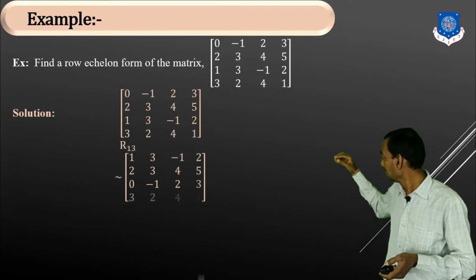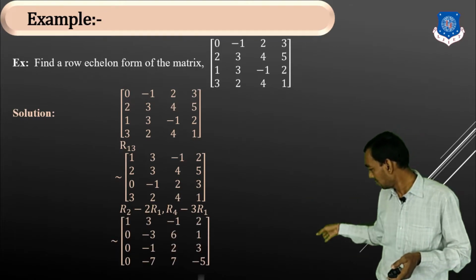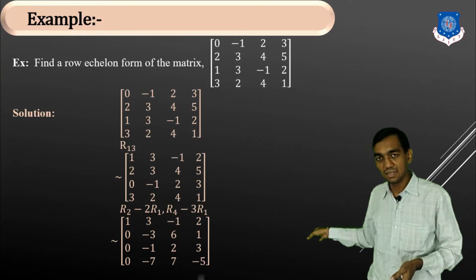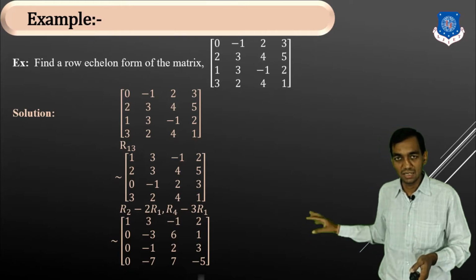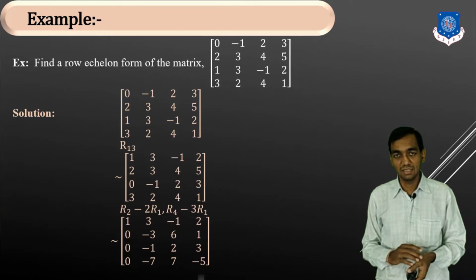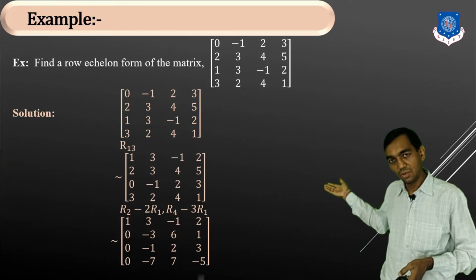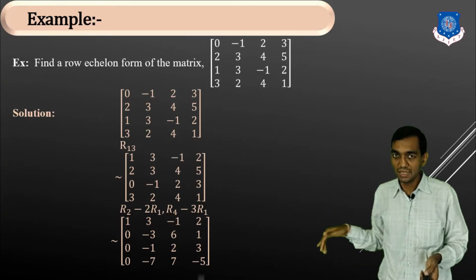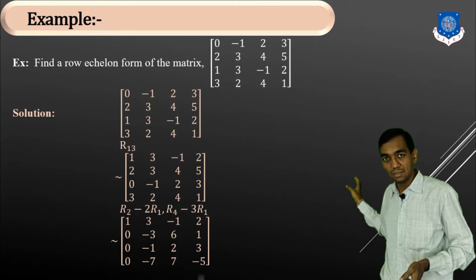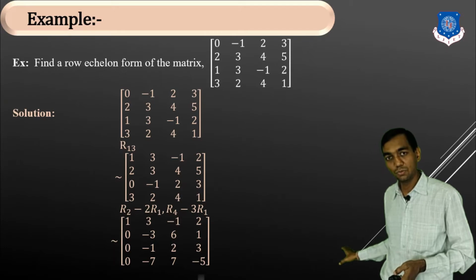Now we are starting with the original matrix, and first we need the first non-zero element to be 1. So we are going to check the first column, and in the first column there is an entry 1. That's why we are starting by interchanging rows. Interchanging the first and third rows, R1 and R3, the third row will be the first row and the first row will be the third row. So your matrix is going to be of the form 1 3 -1 2, 2 3 4 5, 0 -1 2 3, and the last one is 3 2 4 1.